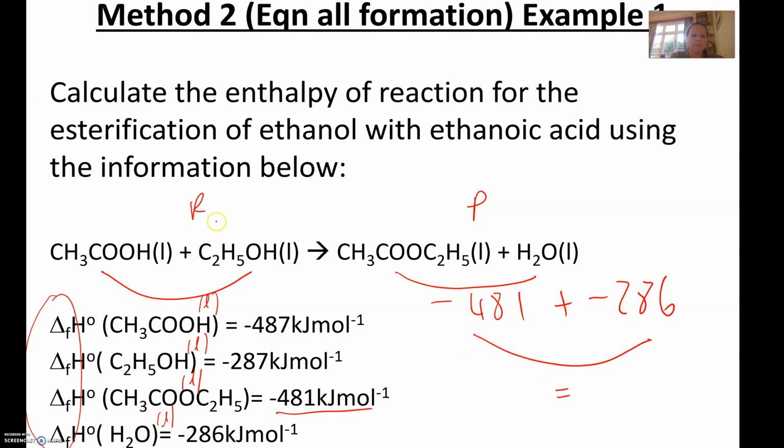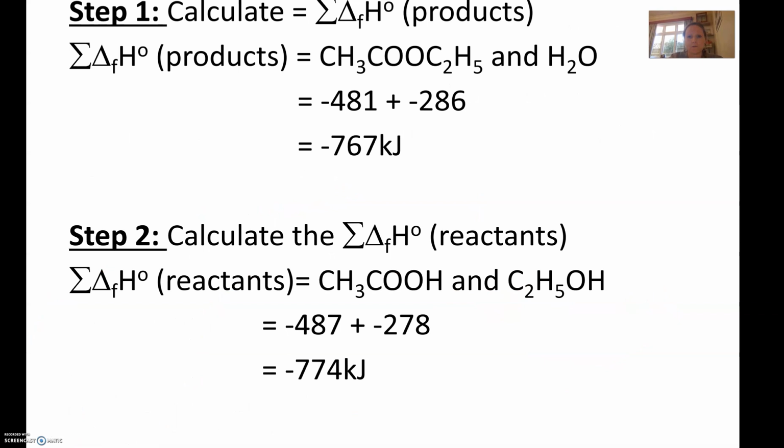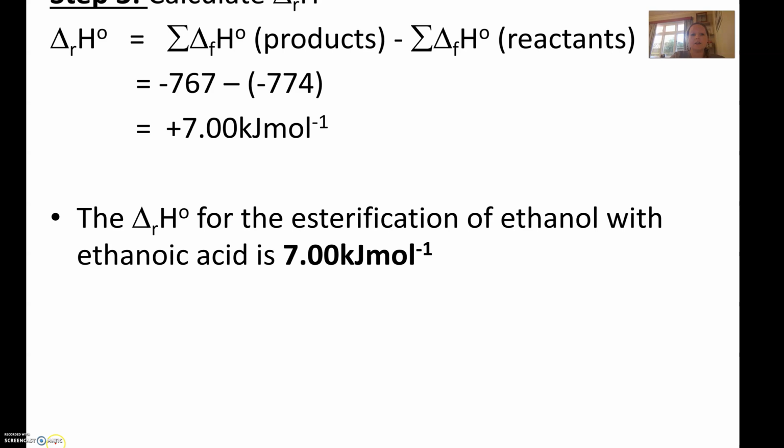Then we need to add up the reactants, which is going to be negative 487 plus negative 287, and then we subtract reactants from products. I'll go to the next slide because I don't know the numbers off by heart. So here's the sum of my products. Here's the sum of my reactants. I'm making it really clear to the marker. This is how I recommend setting out your answers. And so the answer is positive 7.00 kilojoules per mole.